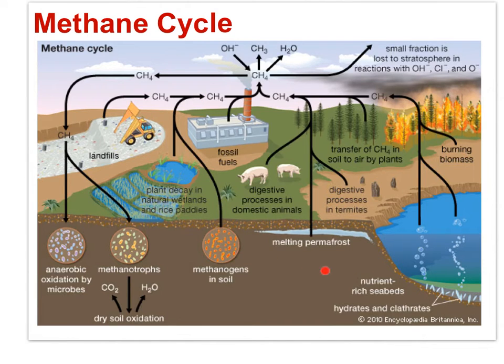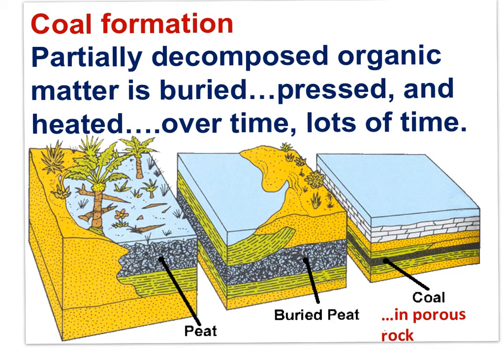And if the permafrost melts due to climate change, the methane trapped beneath the permafrost will be released to the atmosphere, as can be seen here. Coal formation occurs if the buried, partially decomposed organic matter is given more time under pressure and heat. In other words, peat first, then coal.